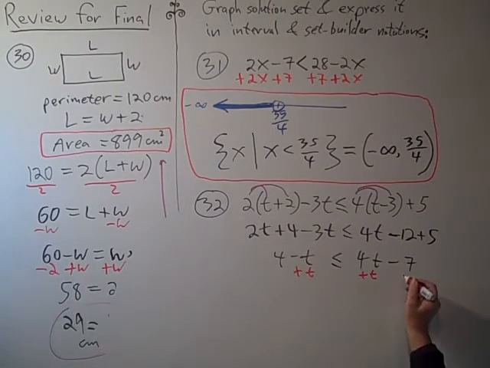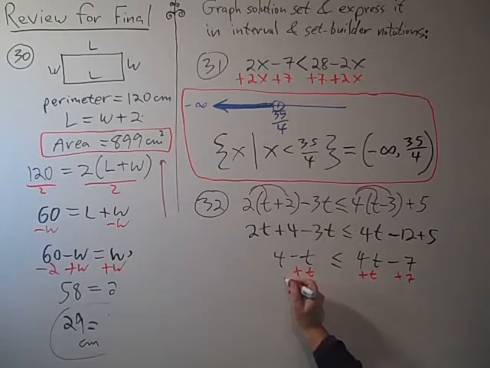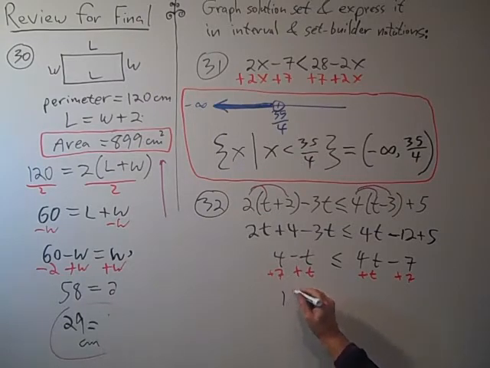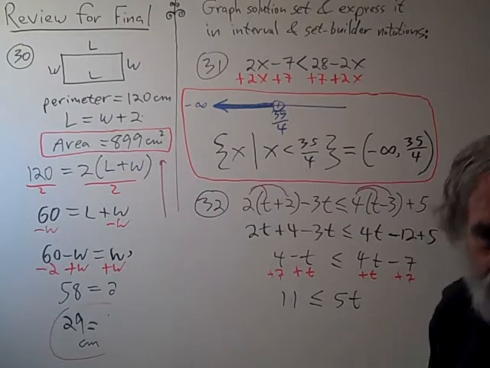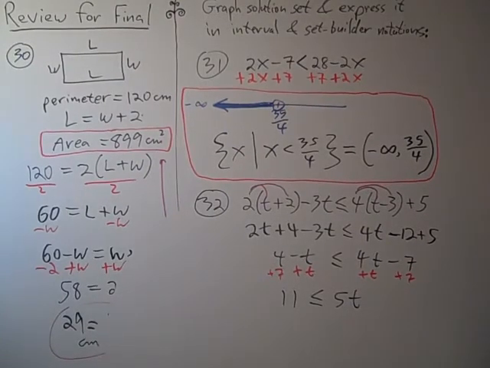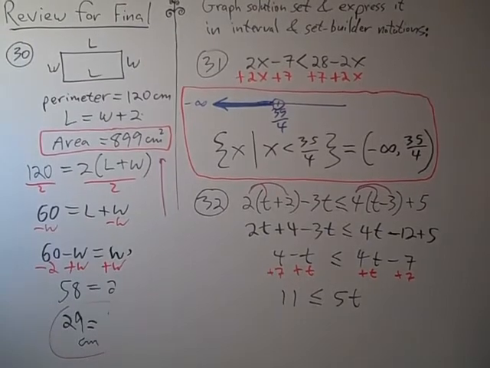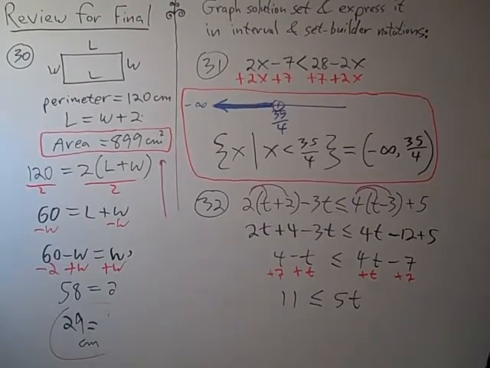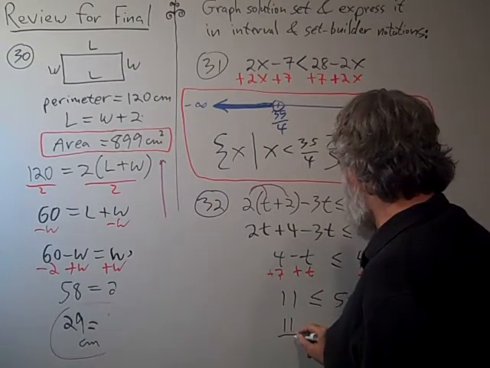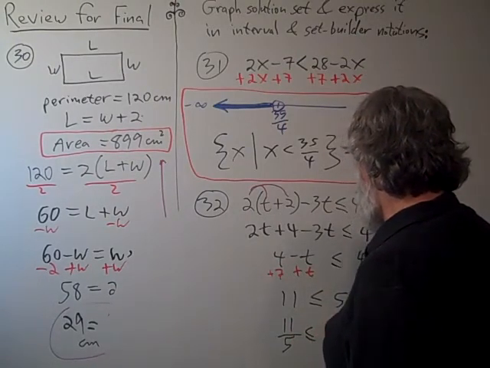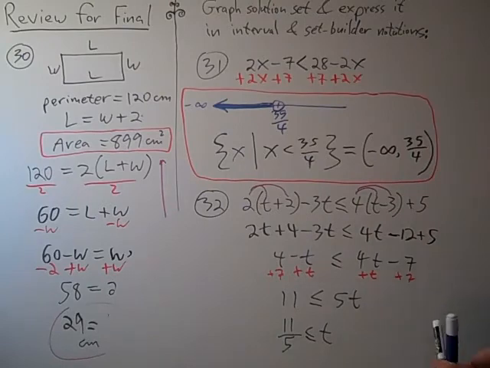That brings all the t's to the right, so we don't want the 7 there. So add 7 to both sides to get rid of that negative 7. 7 plus 4 is 11. Then divide by 5 on both sides. And we get that 11/5 is less than or equal to t.